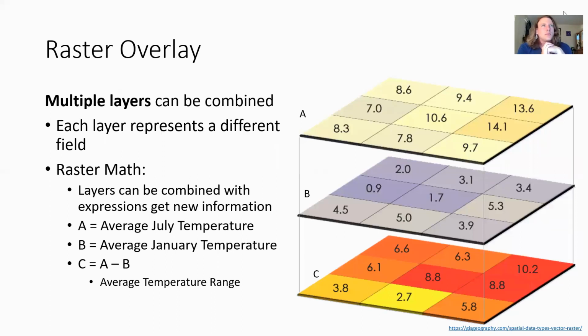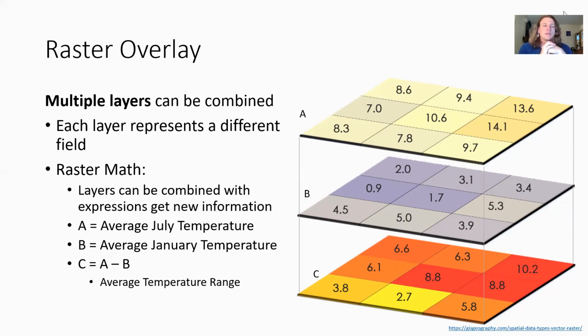And one of the biggest advantages of raster data is the ease with which you can do something called raster overlay. So you can take multiple layers and stack them on top of each other, with each layer representing something different. And this lends itself to doing algebraic expressions very easily. So multiple layers can be combined and stacked on top of each other, and you can do math expressions to come up with new answers.